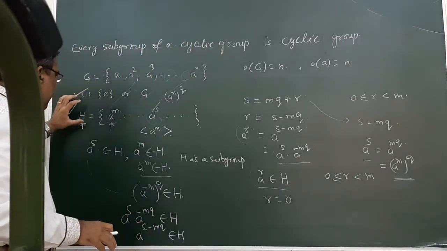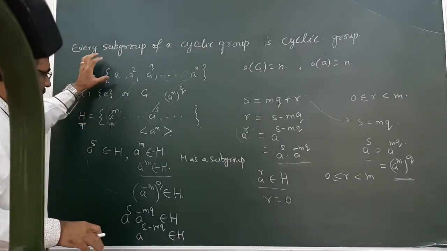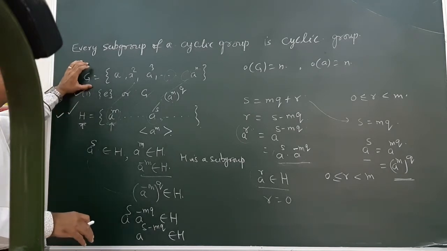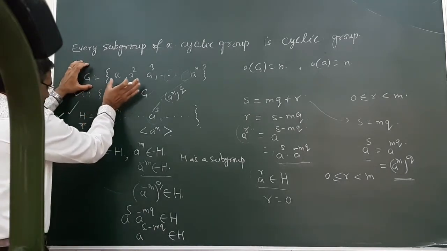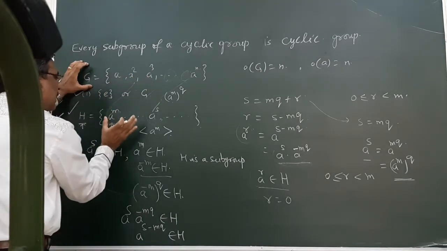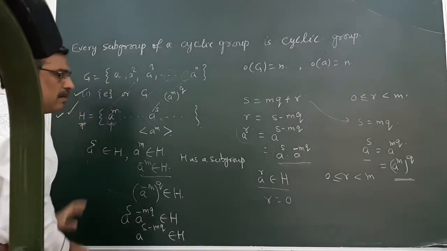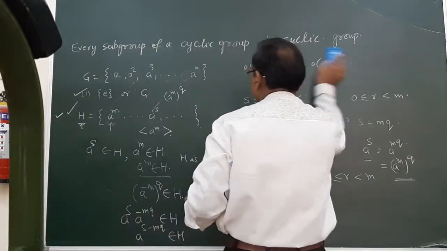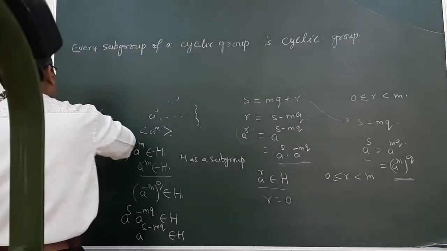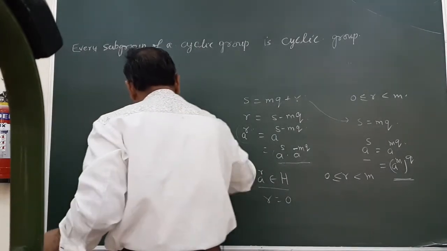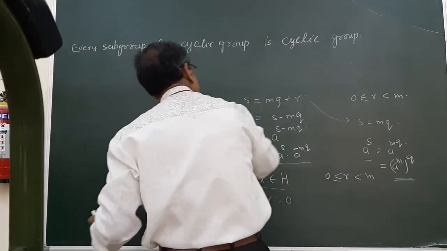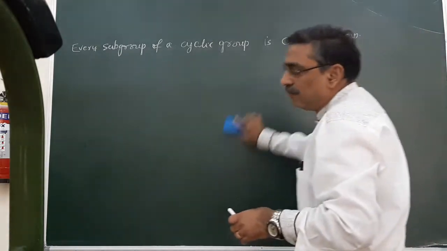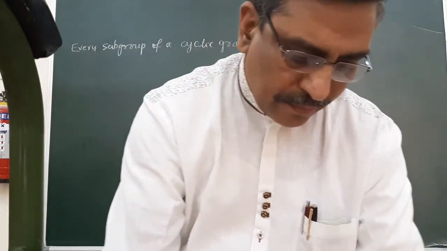Every subgroup. H is a subgroup of this, and we prove that if this is a cyclic group, then its subgroup is cyclic automatically. So this is the first theorem, and with the help of this, I may prove one more result.